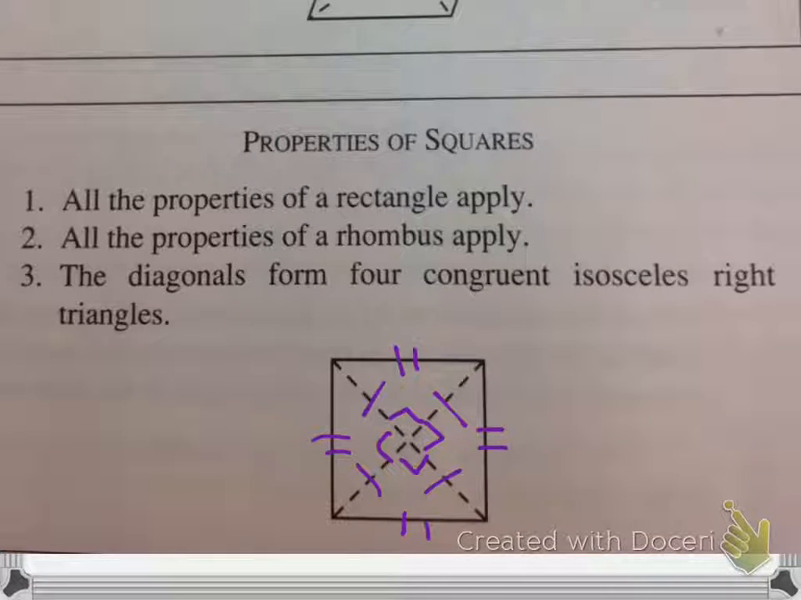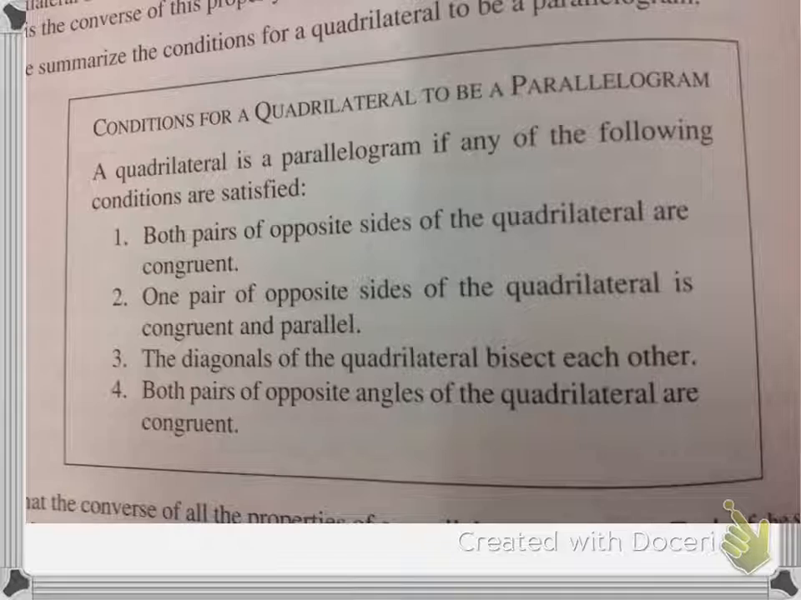Okay? Next thing. Conditions for a quadrilateral to be a parallelogram. So this is kind of going back here. A quadrilateral is a parallelogram if any of the following conditions is satisfied. So if you are given any of these four things, then you can say that it's a parallelogram.